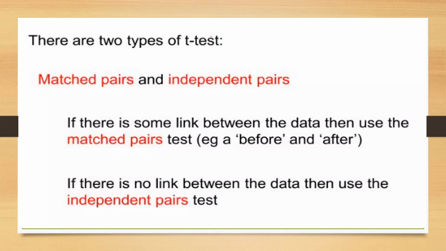There's no other way to explain this thing. This thing is very basic and simple. So we say matched is before and after. And if there's no link between the two data, we call it an independent test.